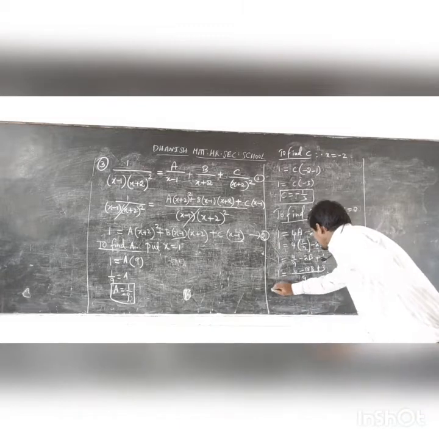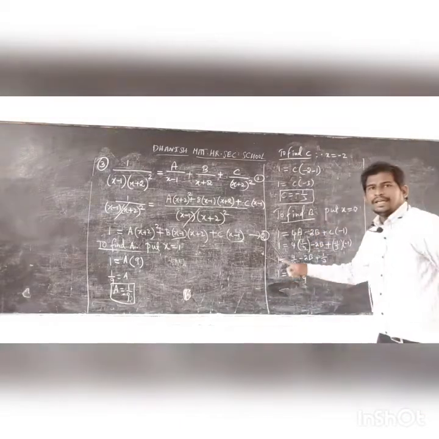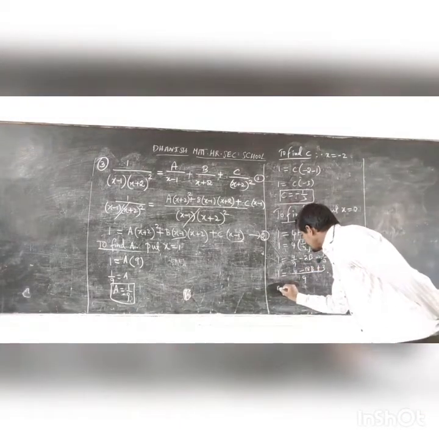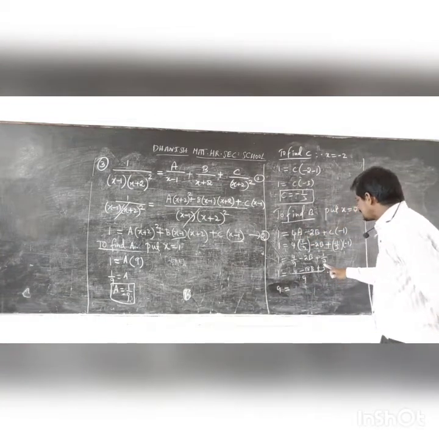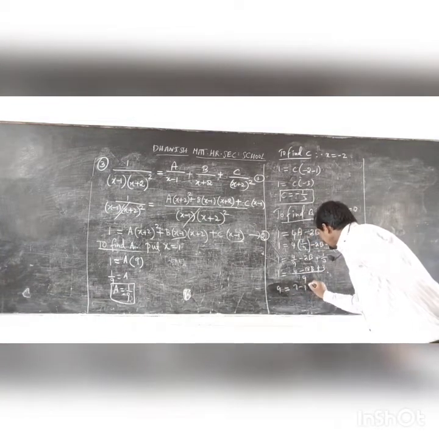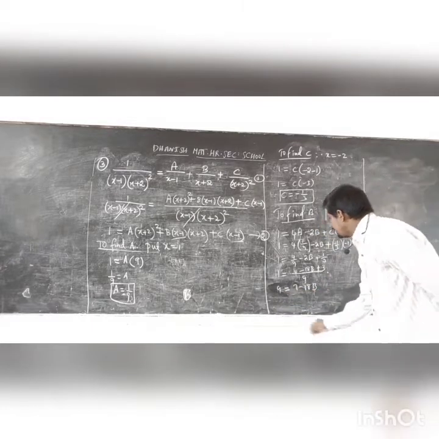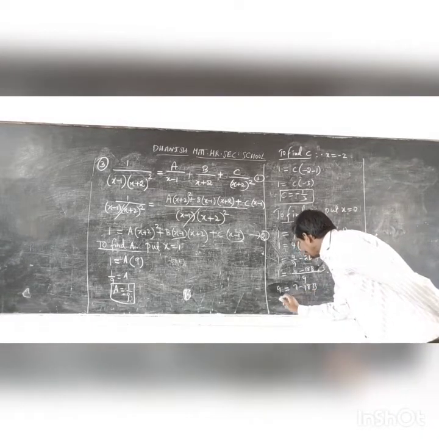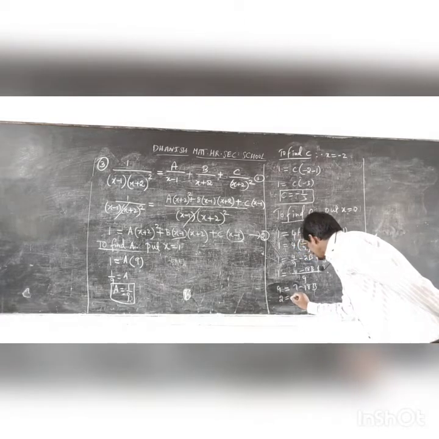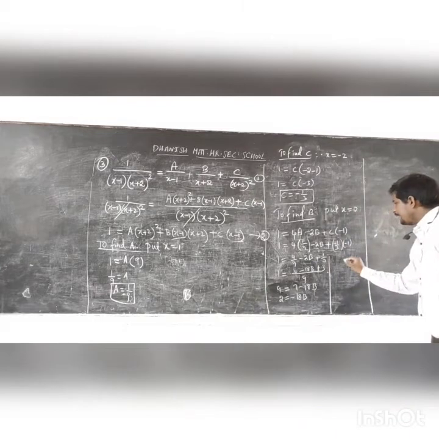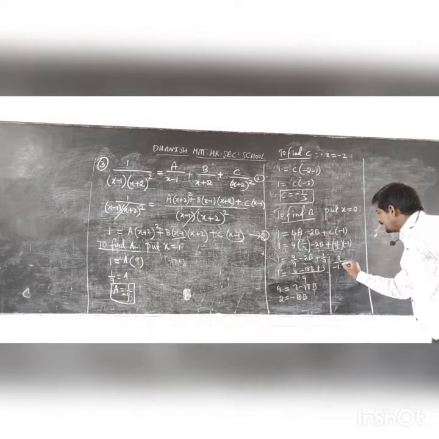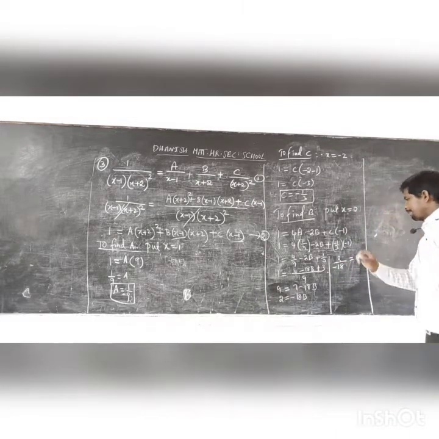1 equal to, now we will bring this 9 into the left side. 1 into 9, 9. So 9 equal to 4 plus 3 into 7 minus 18b. Now I'm going to bring this 7 into the left side. So it will become 2 equal to minus 18b. So our b will be 2 by minus 18 equal to b.